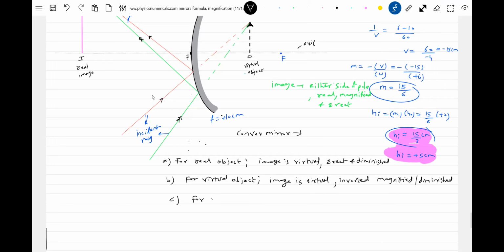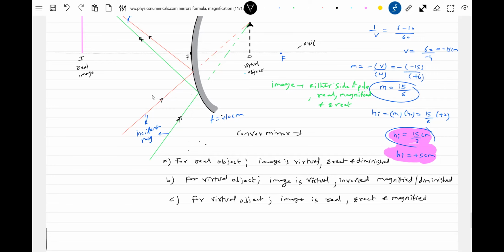Then for a virtual object, one more condition is there. The image is real, erect, and magnified. What is not possible? For a real object, a convex mirror cannot form a real image. I think that is what you are supposed to notice here.